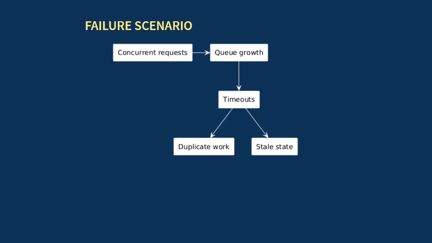Now make the failure concrete. Concurrent requests arrive, the queue grows, timeouts appear, and then duplicate work or stale state shows up. Why did it look correct before the load increased? Because the baseline was tested in isolation. Under pressure the system accepted more work than it could safely complete, which means the invariant was never actually protected.